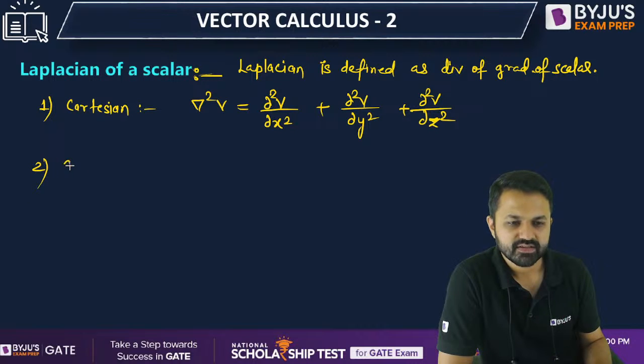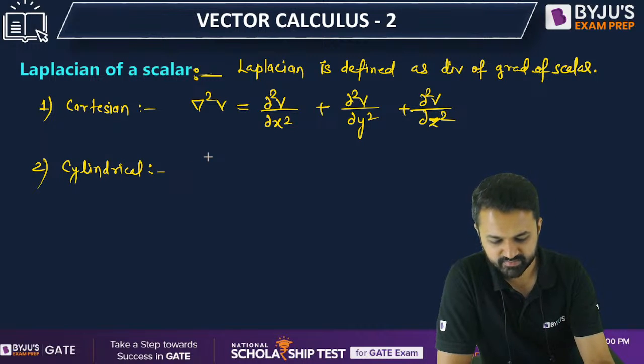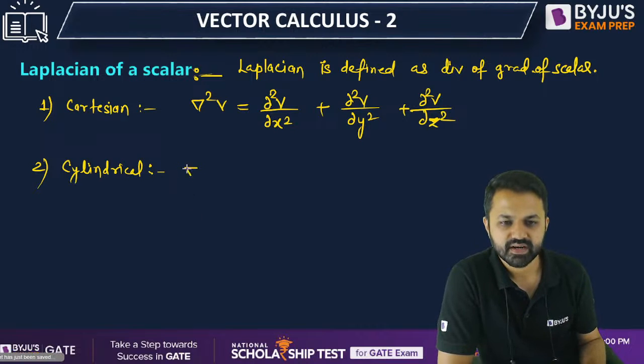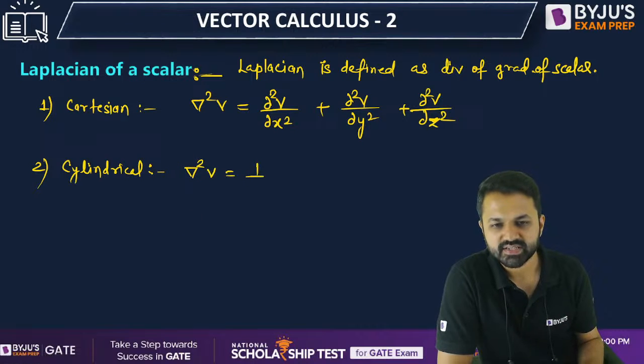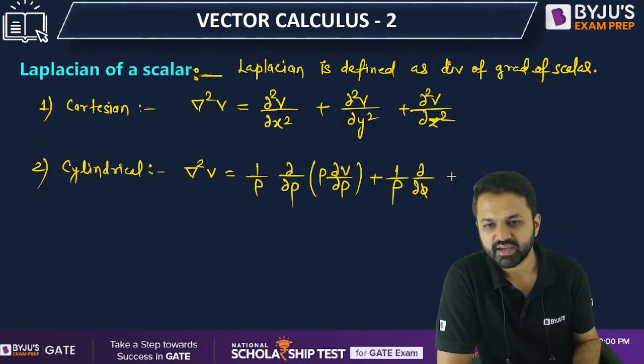In the cylindrical coordinate system, del square V is 1 upon rho, del upon del rho, in bracket rho into del V upon del rho, plus 1 upon rho square, del square V upon del phi square, and then del square V upon del z square.